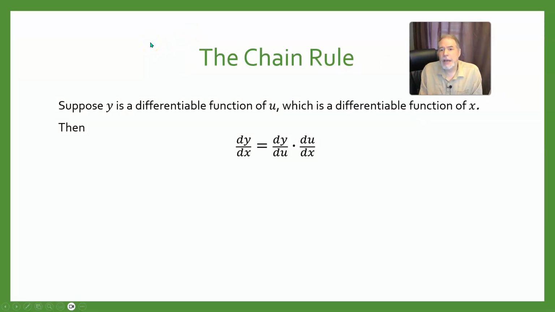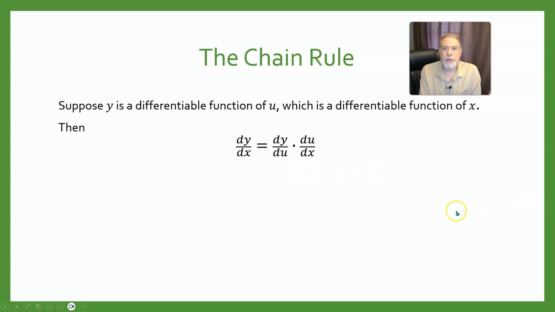So now that we've seen it in action, let me officially introduce, here is the chain rule. Suppose y is a differentiable function of u, which is a differentiable function of x. So you've got a composite function going on here. Y depends on something, u, which in turn depends on something else, x. Then the derivative of y with respect to x is equal to the derivative of y with respect to u times the derivative of u with respect to x.